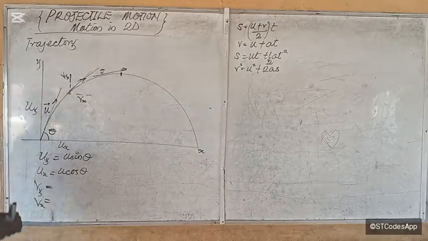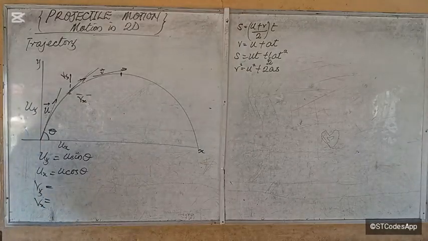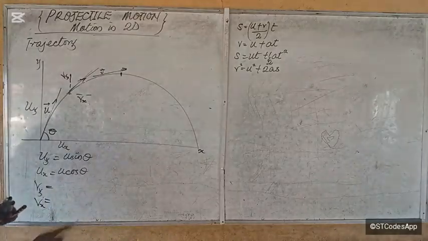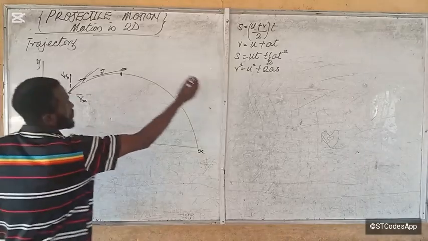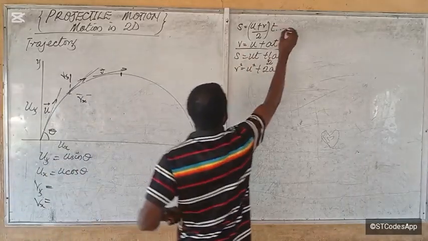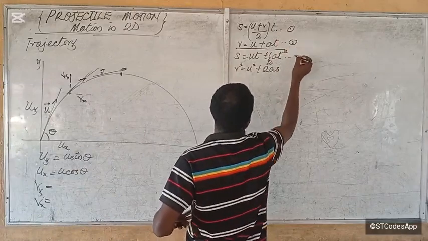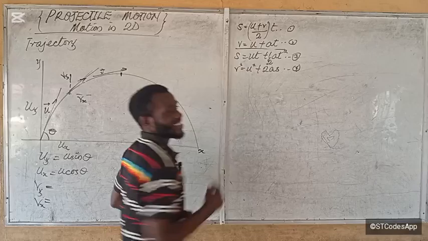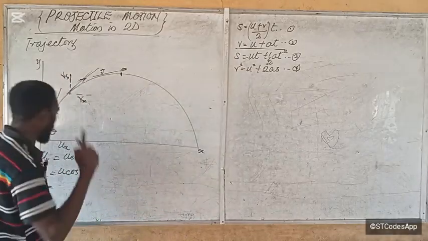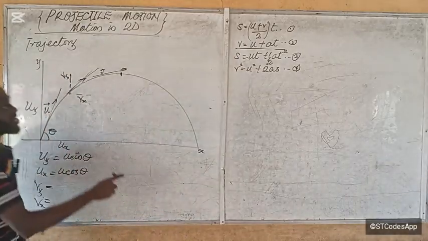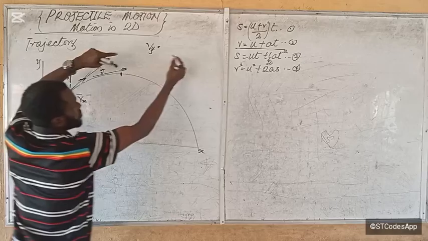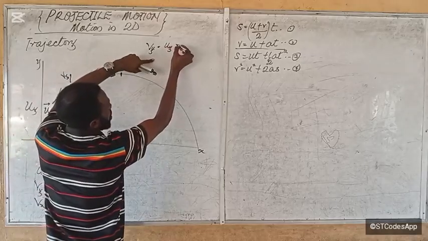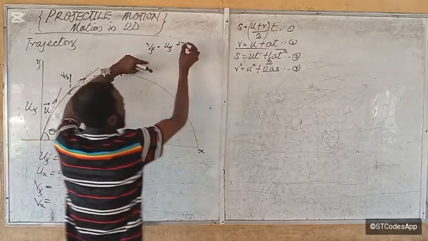Now, what will be the velocity along the y-axis at a particular time t? At a particular time t, from these equations, let's call this 1, this 2, this 3, this 4. You know that at a particular time t, this body is going to have v sub y equal to u sub y plus a t.